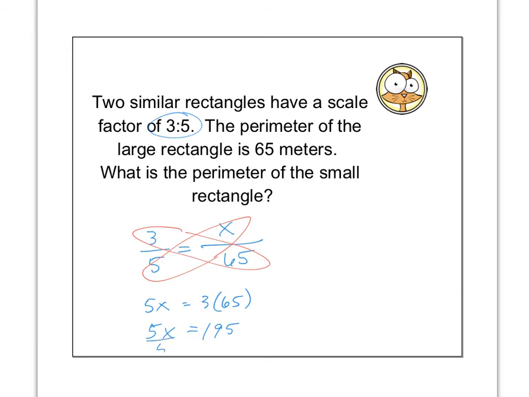And then divide by 5. So 195 divided by 5 is 39. So 39 meters would be the perimeter of the smaller rectangle.